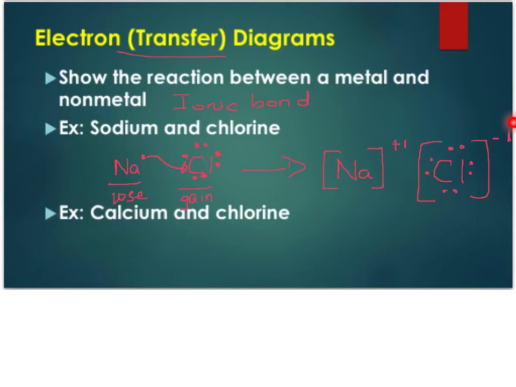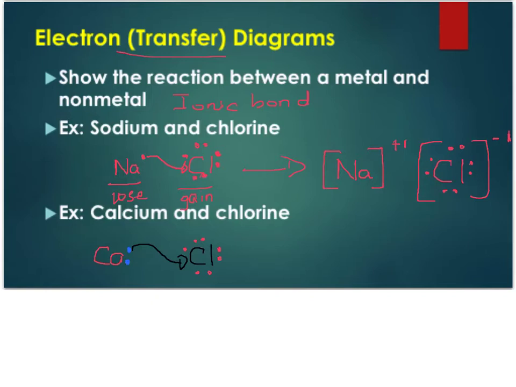Okay, let's look at calcium and chlorine. I think you may have bromine in your notes, but you can change the bromine to chlorine. So calcium has 2 valence electrons, and I'll represent this in a different color. And then chlorine, we just did that. Chlorine has 7 valence electrons. So I've put my 7 valence electrons here. Now calcium needs to lose 2 electrons. So it loses 1, but it still needs to lose 1 more.